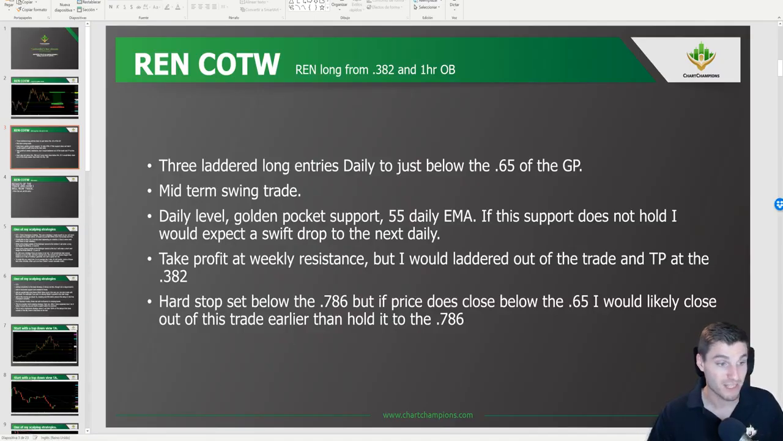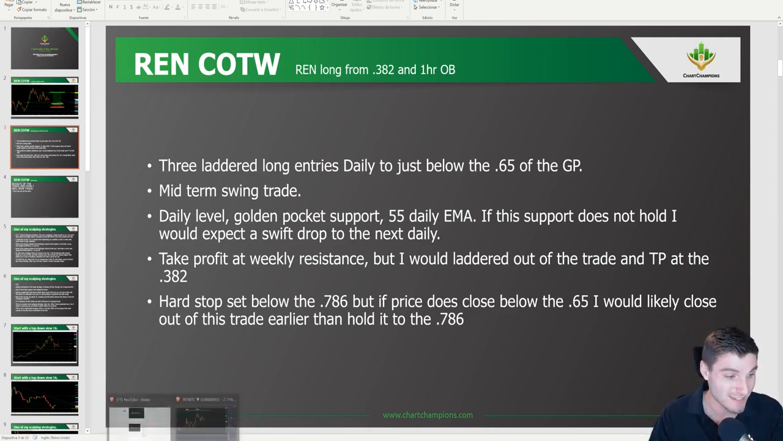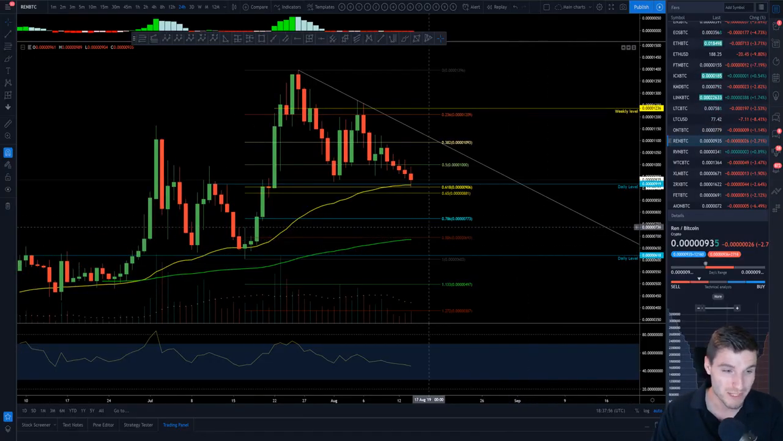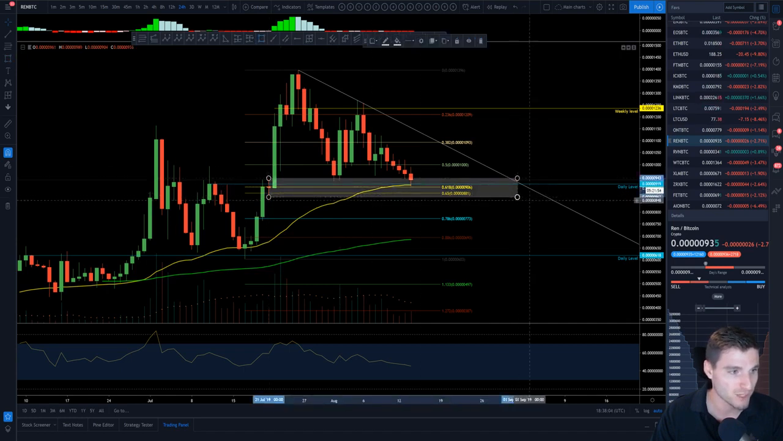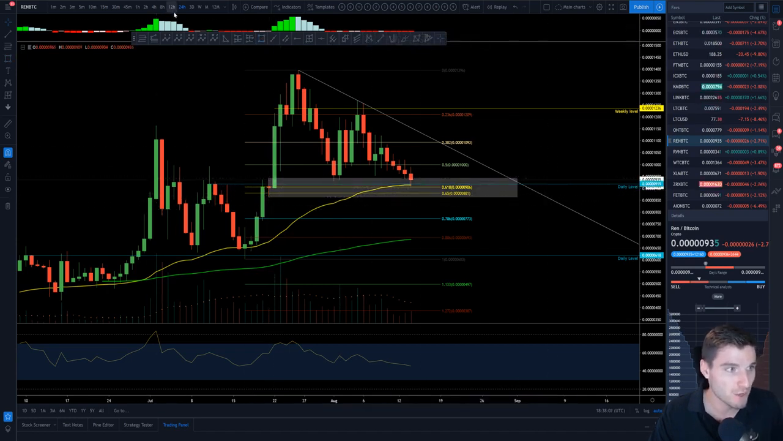So basically a hard set stop below the 786, but as I mentioned earlier, if price starts to close below that 6.5, I will close out of it early. I won't hold for that 12% drawdown. I don't think there's any need for me to hold that trade all the way down to invalidation, because I believe this could be a swift drop down. You can also see somewhat of a daily order block here. This is what I'm basing my trade off of.